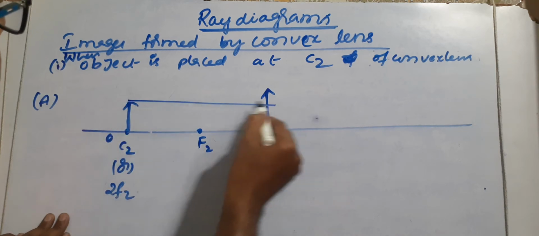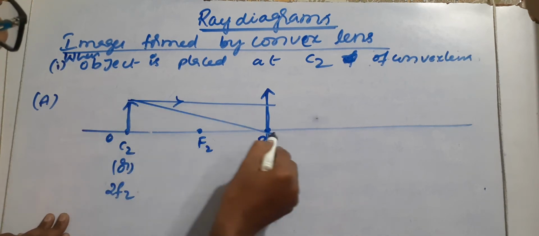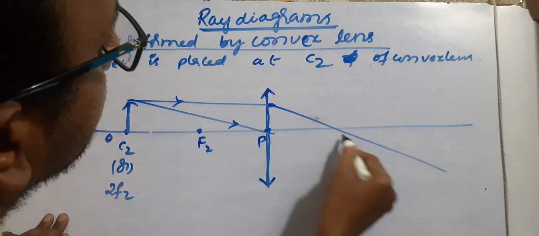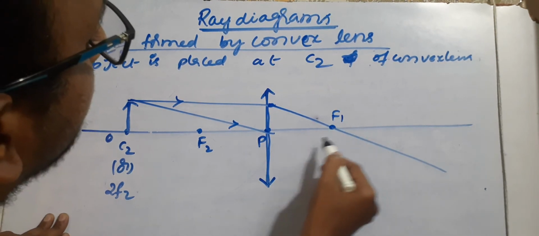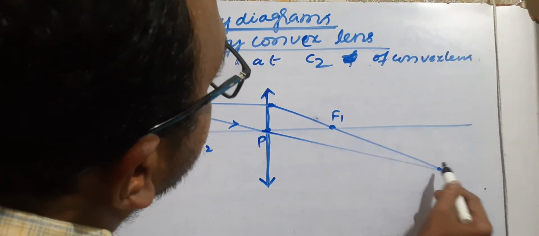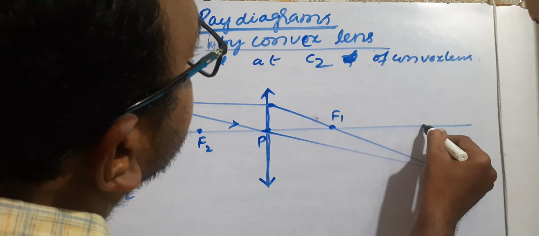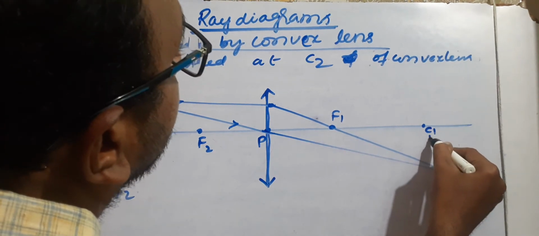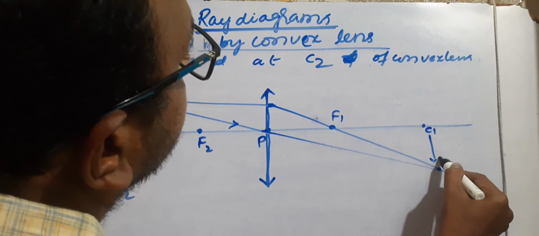To draw the ray diagram, we must select at least two rays. One is parallel to the principal axis, and another one is passing through the optic center. After the refraction, the first passes through focal point F1, and the second travels without deviation. Now these two are intersecting here. Suppose this point is the center of curvature C1, and here you can see the image.